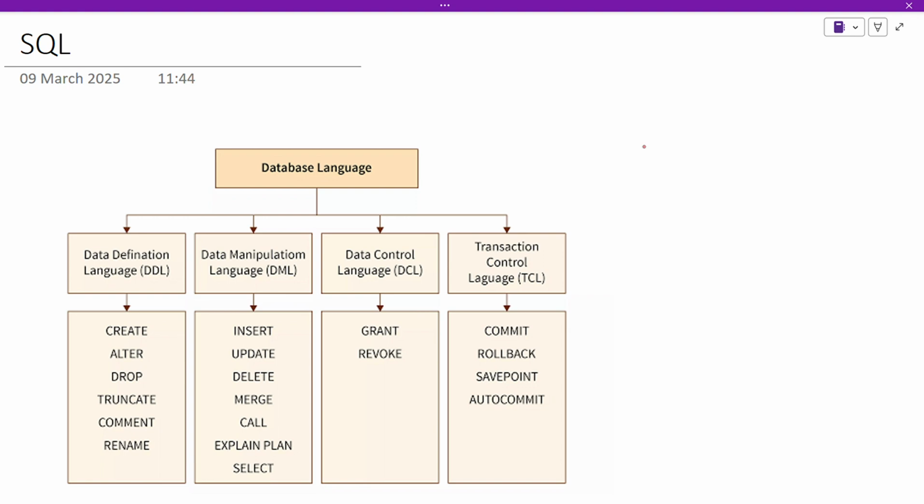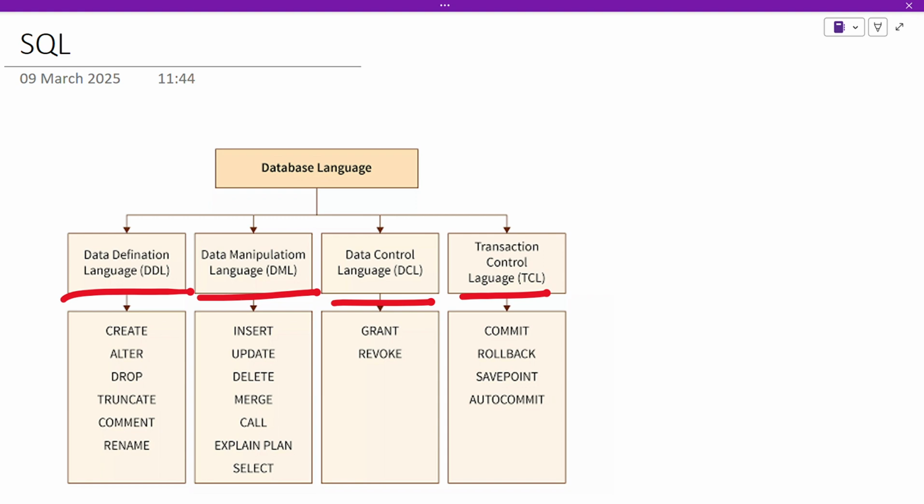is majorly divided into four types, but it can also be seen as five different types. Now let's see the various classifications that were done on this language. We have four types in this. The first one is the Data Definition Language, which is DDL, and then we have the Data Manipulation Language, DML, the Data Control Language, DCL, and the Transaction Control Language, TCL.